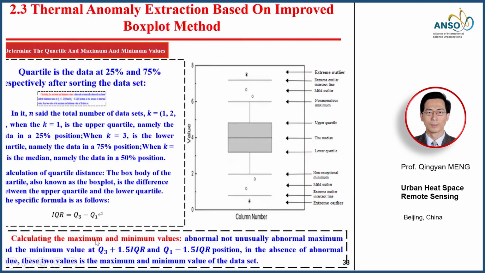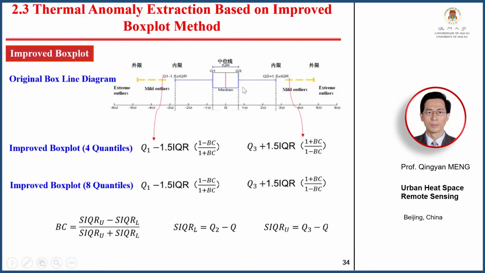And then we calculate the maximum and the minimum values, and the abnormal maximum and minimum value, at Q3 plus this. In the absence of abnormal values, these two values are the maximum and the minimum value of the data set, and this is the original box plot diagram. Then we improve the box plot with the 4 quartiles and also the 8 quartiles, and compare them.